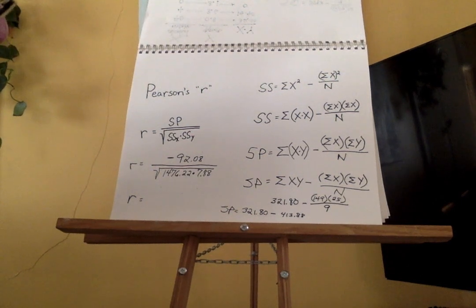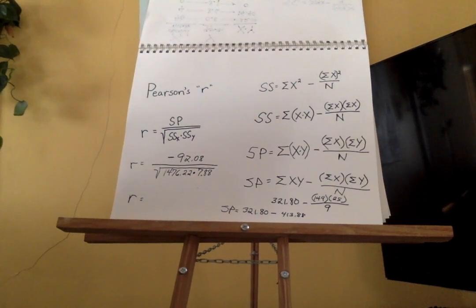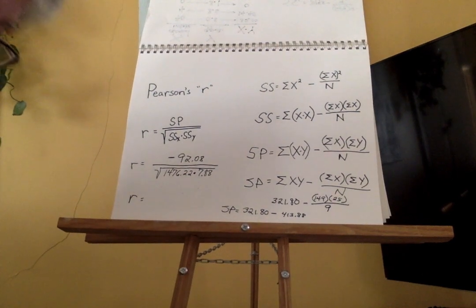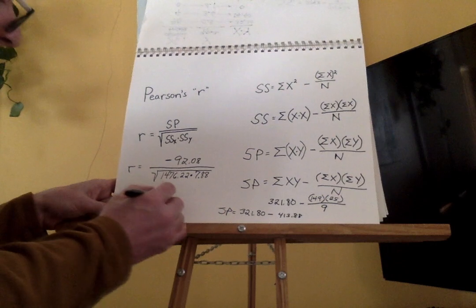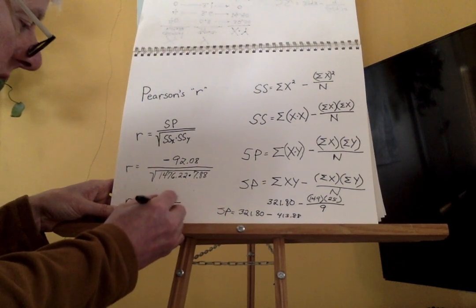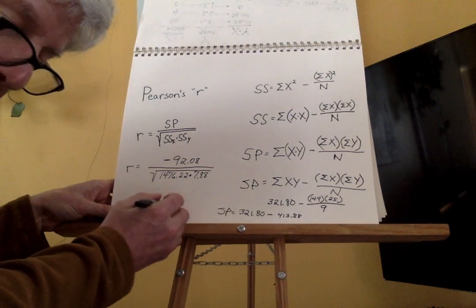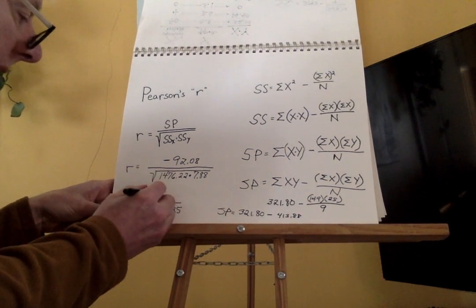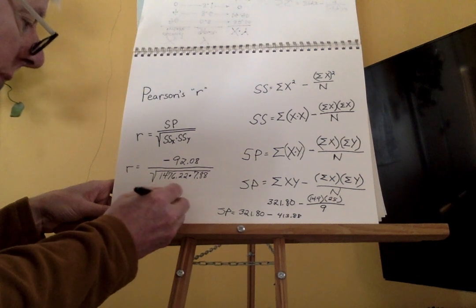1476.22 times 7.88 equals, it's a big number, 11,632.61. But I'm going to take the square root of that, and so that is on the bottom 107.85, on the top negative 92.08.